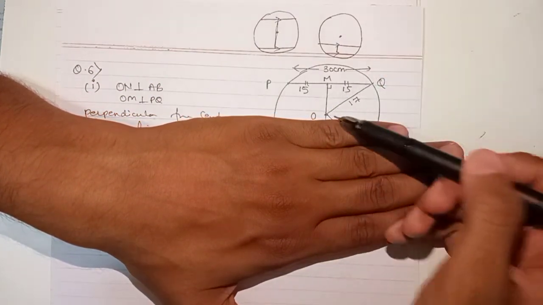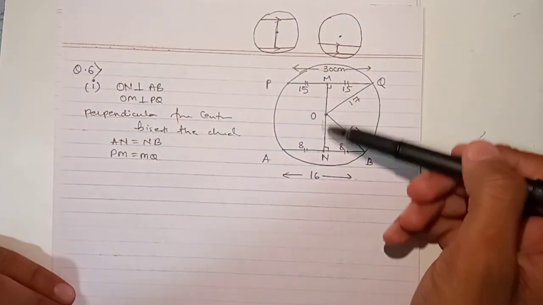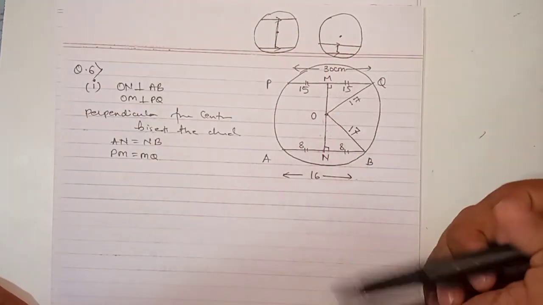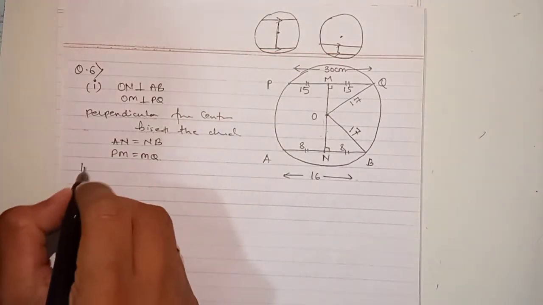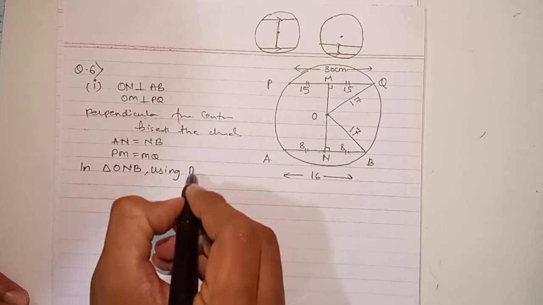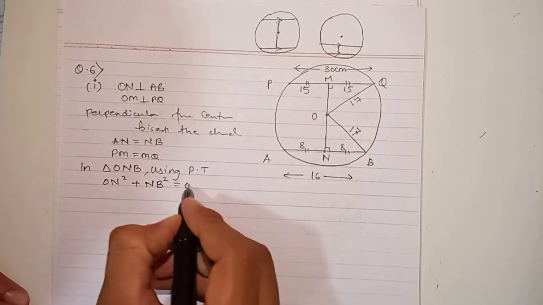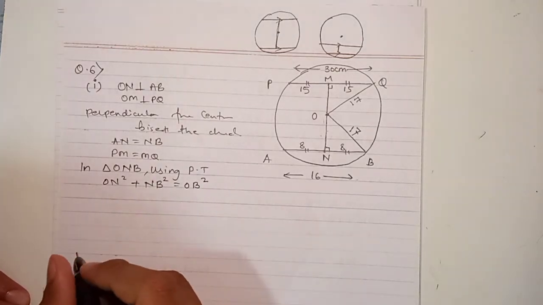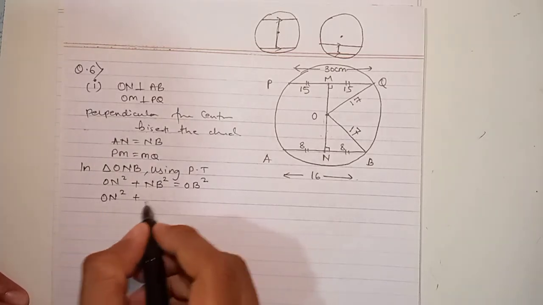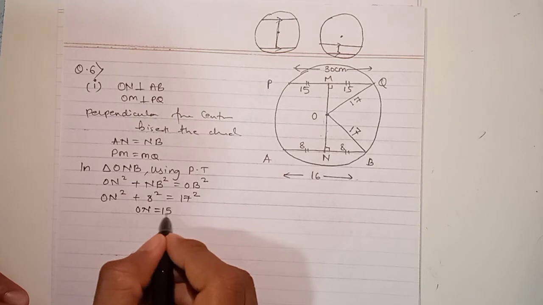right angle triangle, this hypotenuse is 17, this side is 15. I can find this side OM. Okay, once I know these two sides, I can add them and find MN. Correct? So I have to apply Pythagoras 2 times. Okay, let's do it. First in the lower triangle, in triangle ONB, using Pythagoras theorem, ON square plus NB square equals OB square. We don't know the value of ON, but we know NB is 8 and we know OB is 17 square. When you do the calculation here, you will get ON as 15.